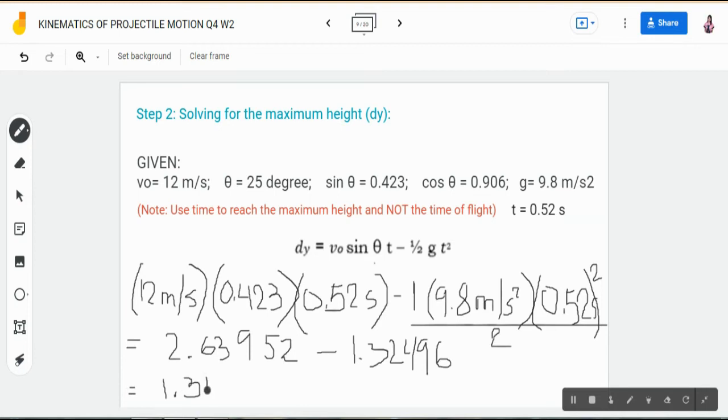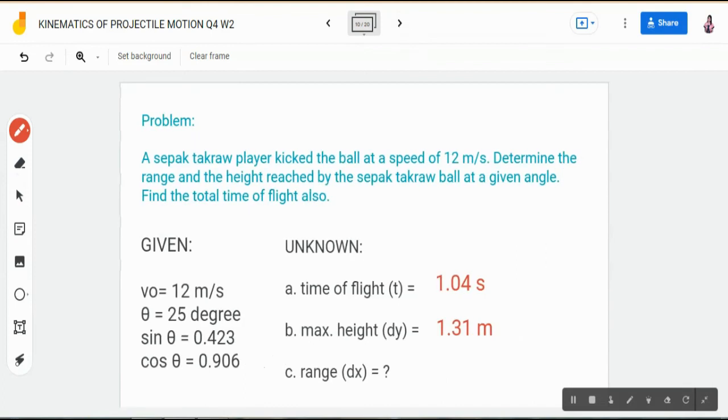1.31 meter. Ayan. So, cancel out kasi itong dalawang second. So, matitira meter. So, dito naman, cancel out din yung s squared. So, ang matitira din is meter. So, ito yung ating final answer. 1.31 meter. So, ayan. Nakalculate na natin yung time of flight and yung maximum height na 1.31 meter.